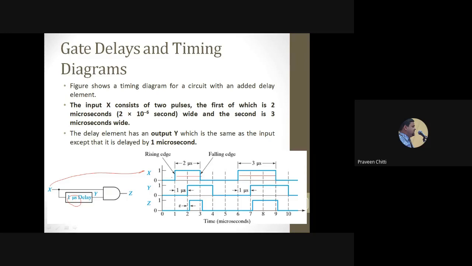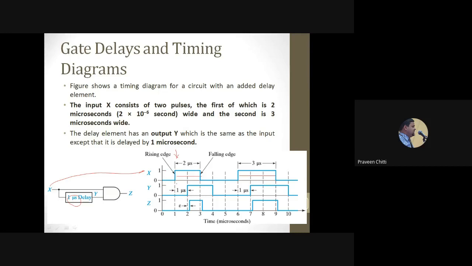Initially, X is 0, so Y is also 0, we'll assume, and we'll assume that here the input is changing. This is our starting point now. Now here X has become 1. This is the rising edge of the clock. This is called the falling edge of the clock.